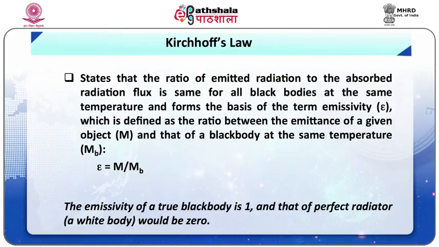The emissivity of a true black body is 1 and that of a perfect radiator or a white body is 0. This implies that all objects have emissivities between these two extremes. Now the second law is the Stefan-Boltzmann law.